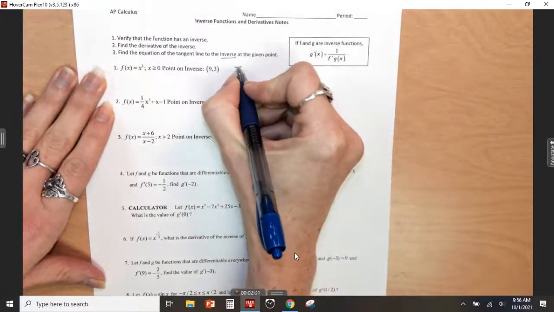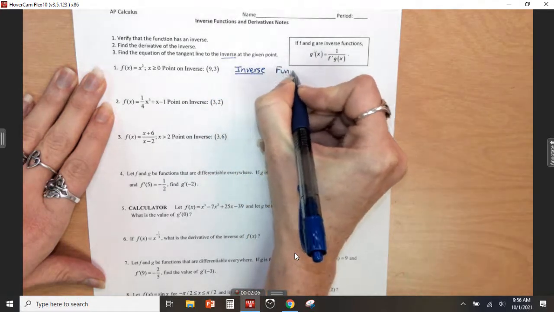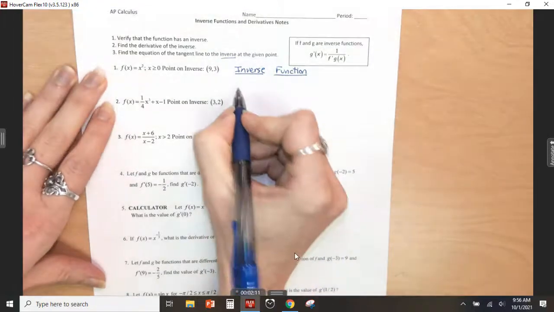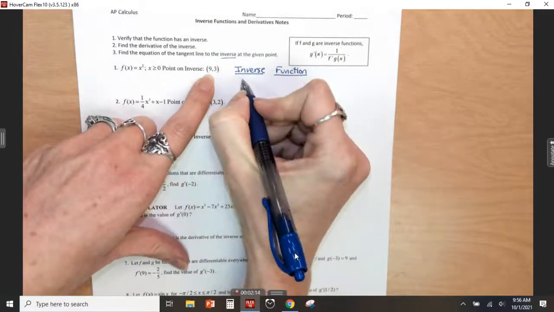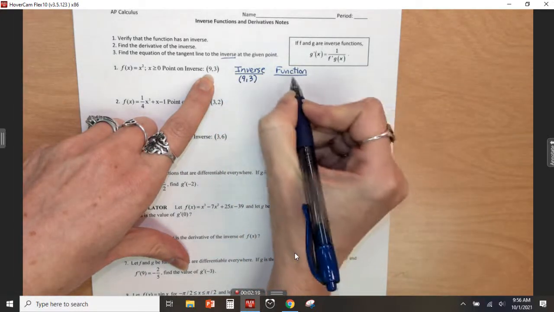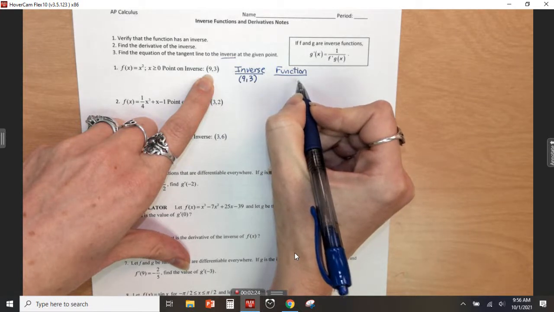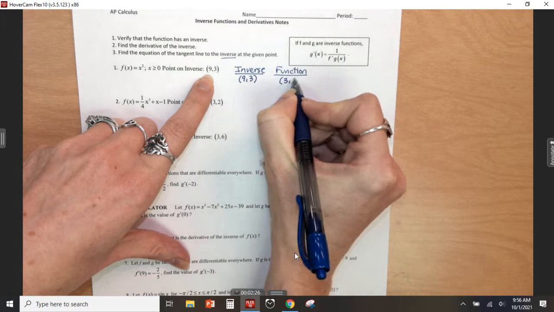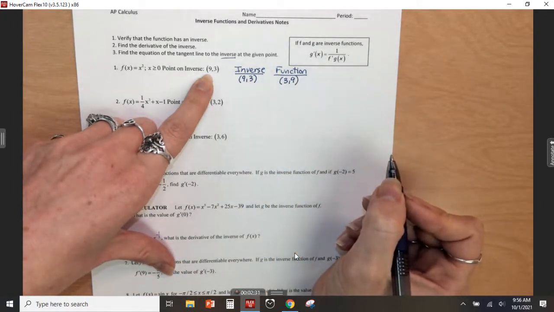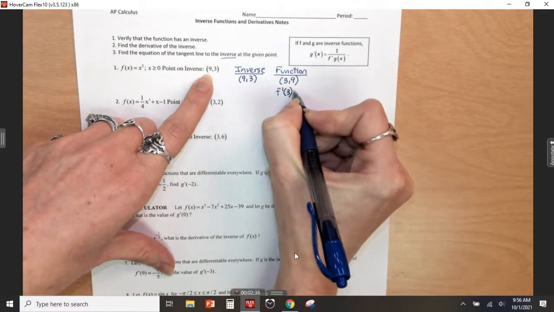We're going to make a little chart that says inverse and function for each problem. So if my point on my inverse is (9, 3), I'm going to write that underneath inverse. So what would be the corresponding point on the original function? (3, 9). Very good, because we switch x and y when we do inverses, right? So this is what I want to do. I want to find f prime of 3.